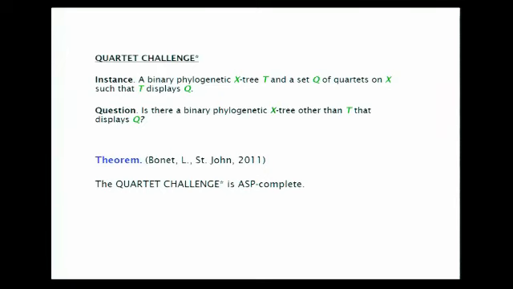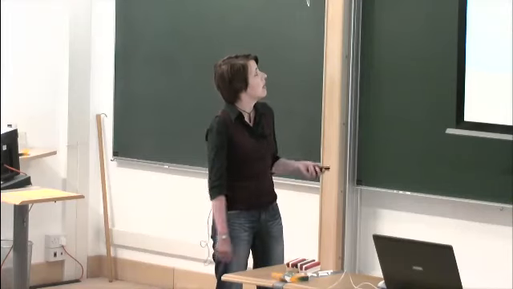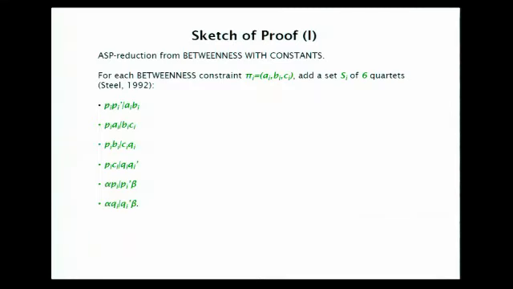So just to remind you, here's again what the quartet challenge star is. You're given a set of quartets and a tree, and you want to figure out if there is another tree. And this is the theorem: the quartet challenge star is ASP complete. This is the theorem we finally get if we do the following proof. So here's a sketch of the proof we did.